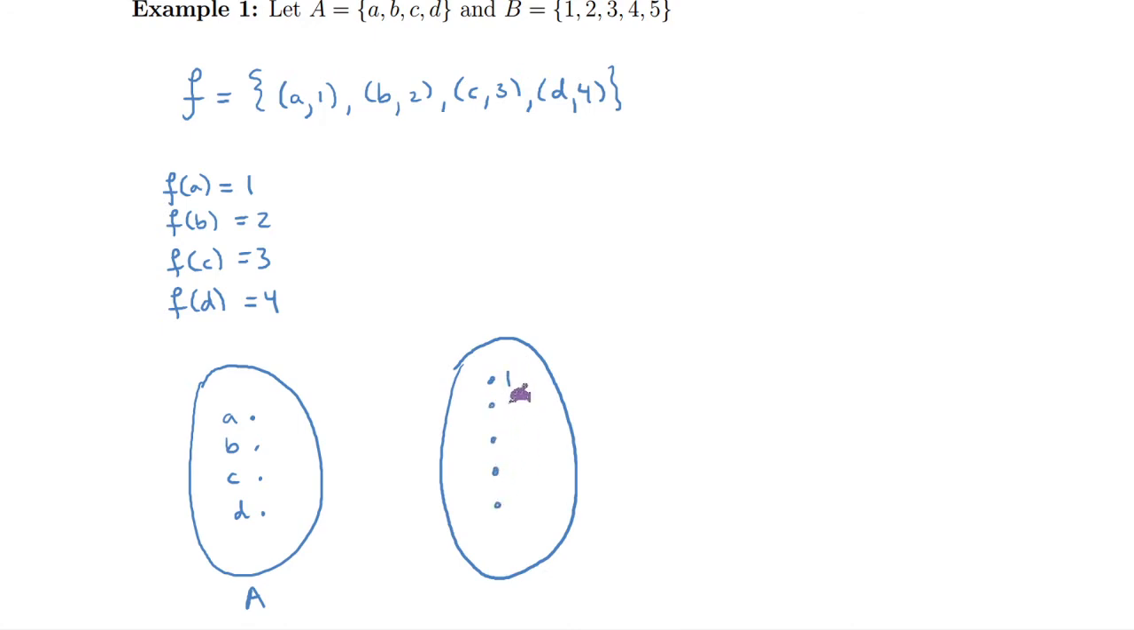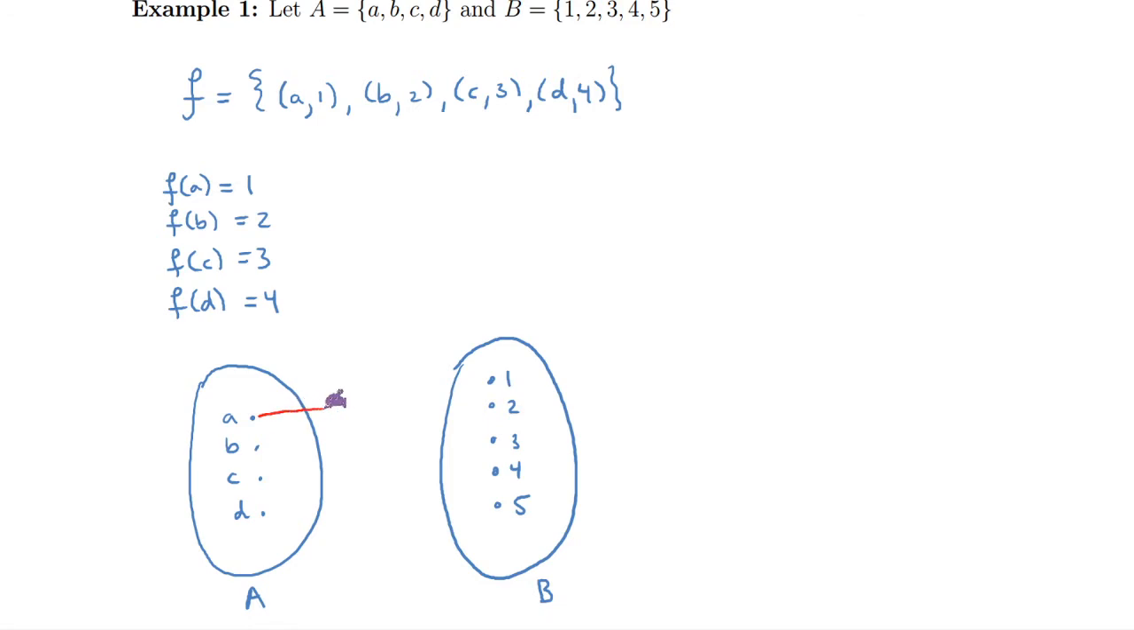And label these 1, 2, 3, 4, 5. This is my set B. Then to designate these pairs, I could draw arrows. The arrows are going to tell me where the inputs get mapped to.